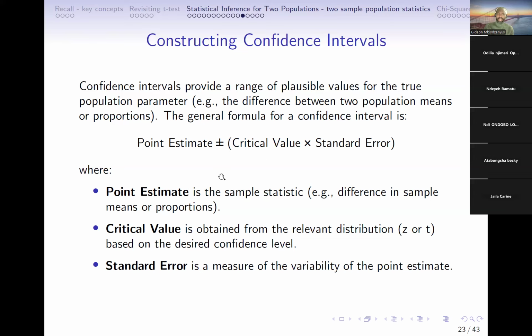The point estimate can be a sample statistic, for instance the difference in sample means or proportions. If you have calculated that, you know what the critical value is and the standard error is. The standard error, again, is the statistic that you're using. You take the value that you are estimating and add this section to it, and you get the right end of the interval, and you subtract this, you get the left end.